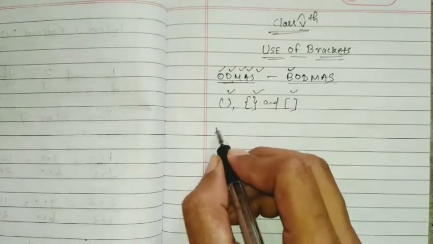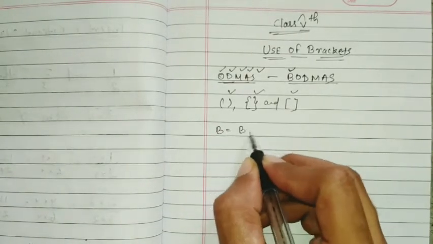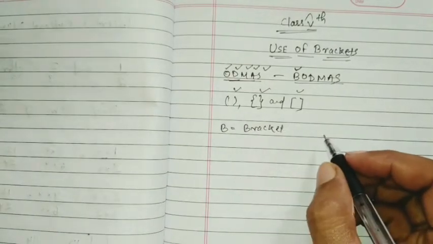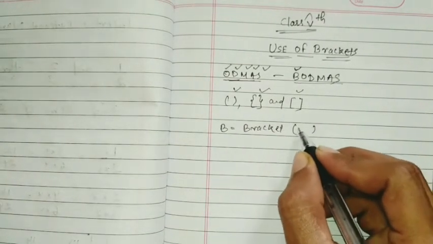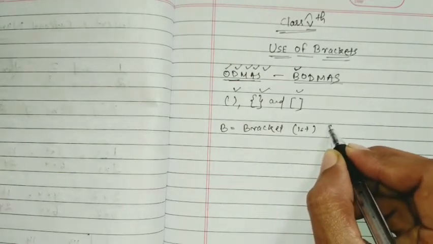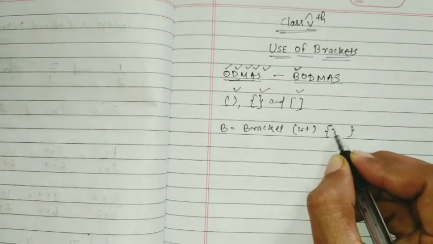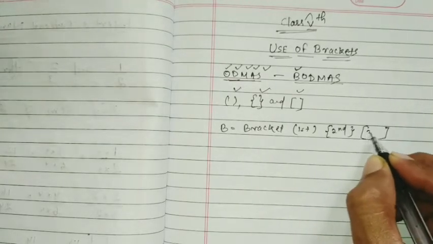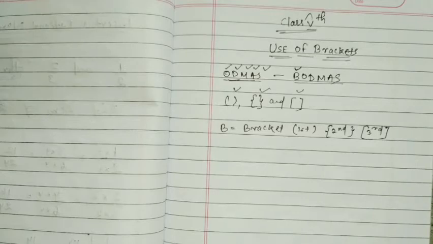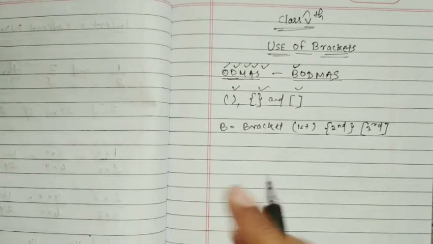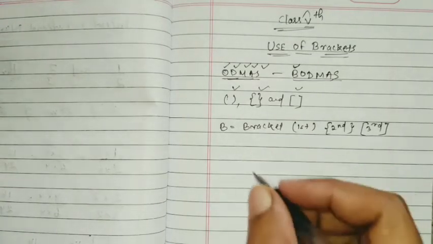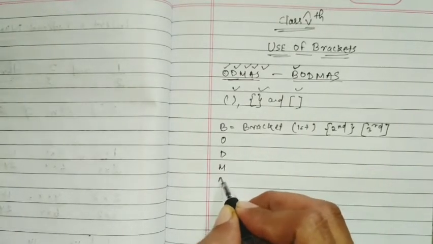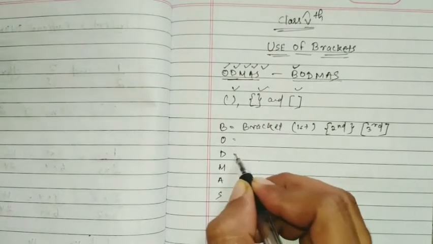B for bracket. This is the first bracket. This is the second bracket. And this one will be the third bracket in your question. So after solving the brackets, the same process you will apply to solve the simplification.